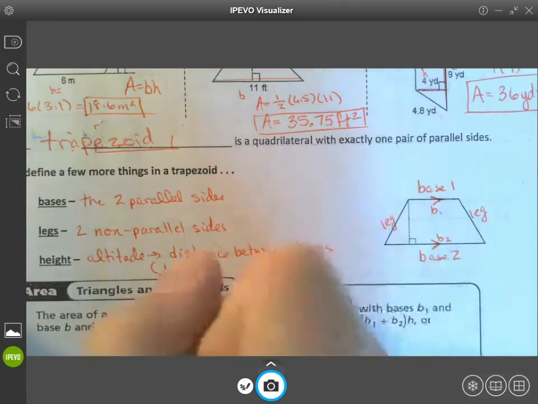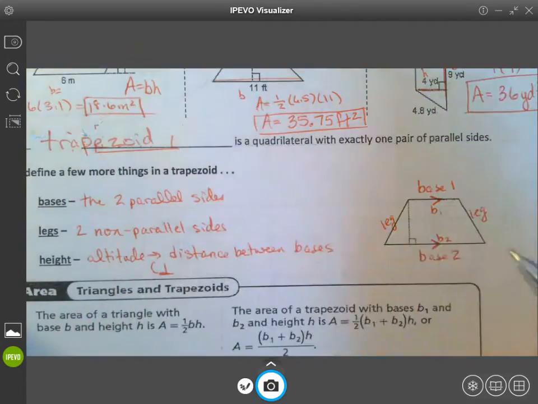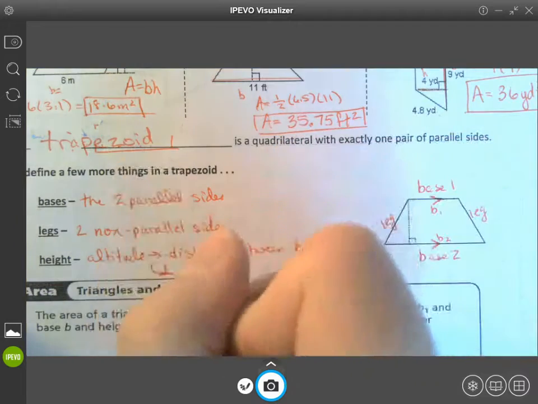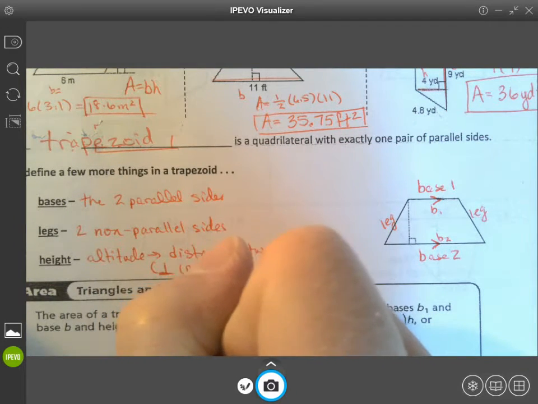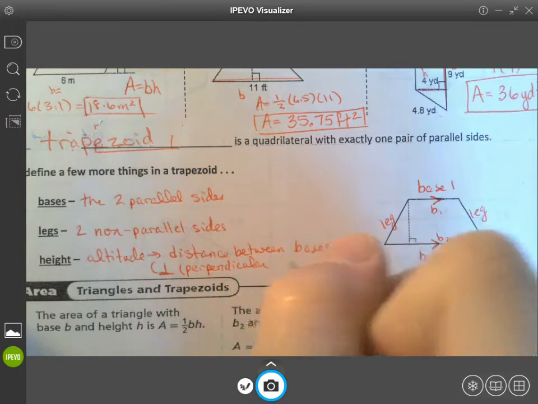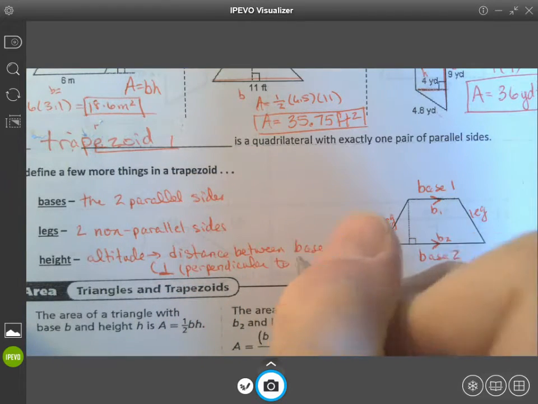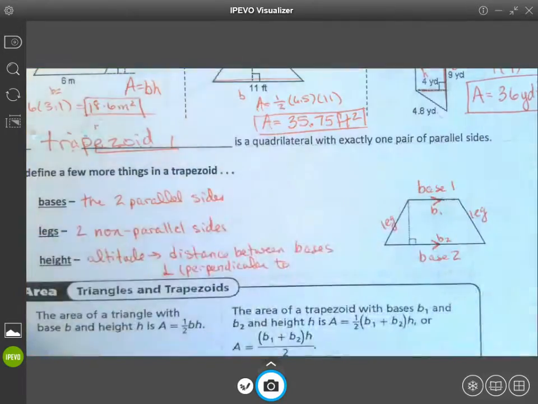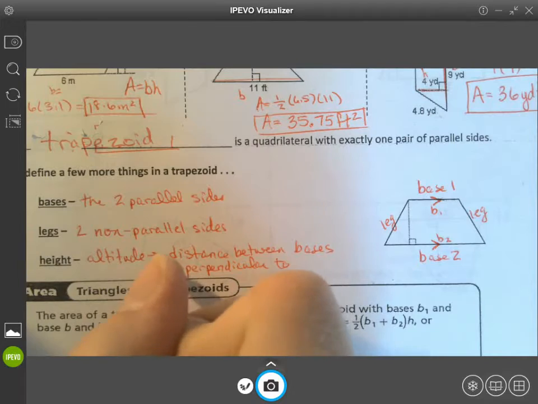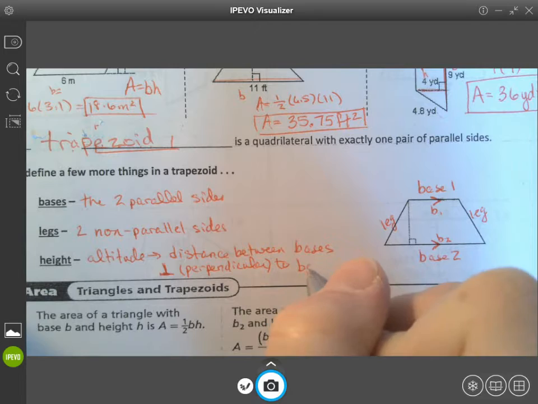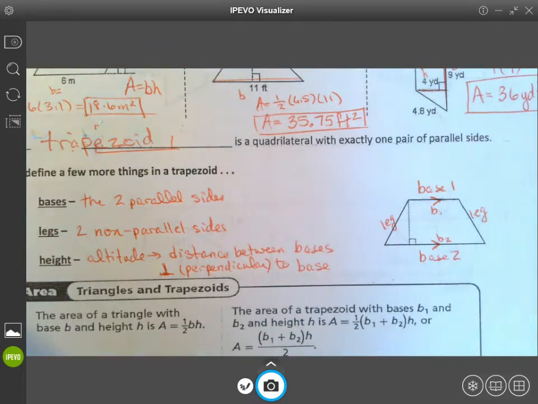Do you remember your perpendicular symbol? Upside down T. Do you remember that's perpendicular? Should I write out the word perpendicular? Yeah. So it is perpendicular to the base. I'm going to get rid of this parenthesis now. So it looks like an upside down T, like a 90-degree angle. So that's your perpendicular symbol. So perpendicular to base.